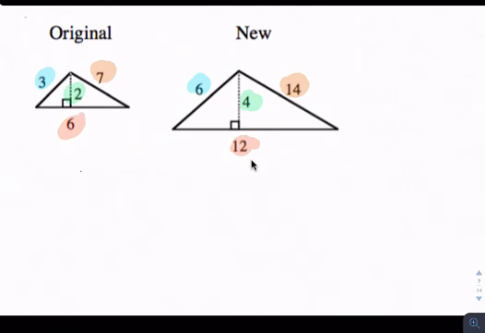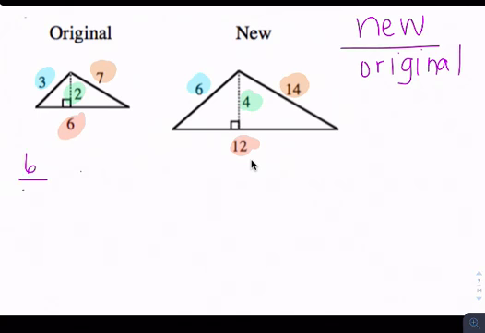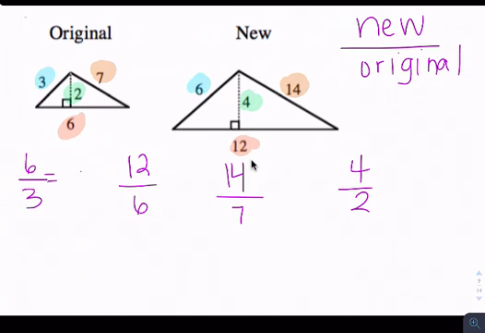So my shortest sides were 6 and 3 on the new and the original. And we always write it as new over original because that is going to give us our scale factor, and not the inverse. So we have 6 over 3 as one. With my 6 and my 12, I have 12 over 6, 14 over 7, and 4 over 2. Now if I simplify all of these, they're all equivalent to 2 over 1, or just 2.